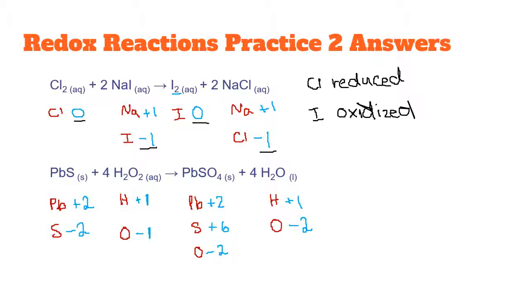Now, if we look at the changes, sulfur is going from -2 to +6. That's definitely an increase. So we say that sulfur, its oxidation number is increasing. It's being oxidized, which means that it's losing electrons. And oxygen is going from a -1 to a -2. The number is dropping. Oxygen is being reduced.